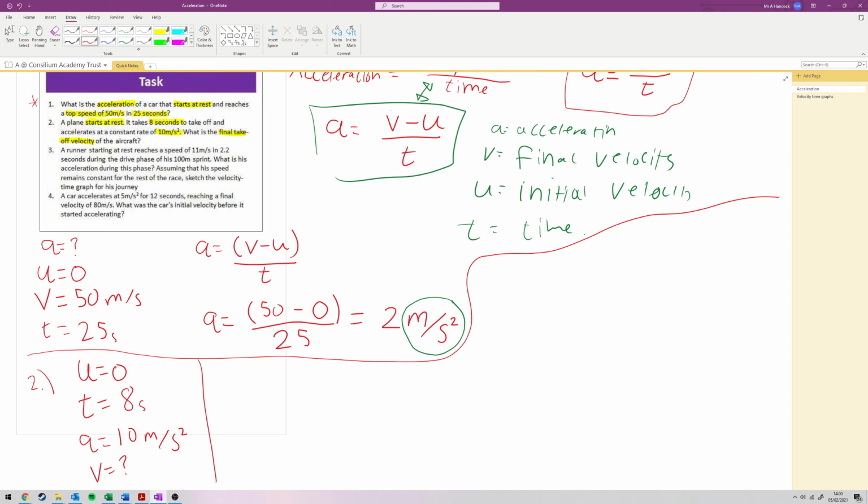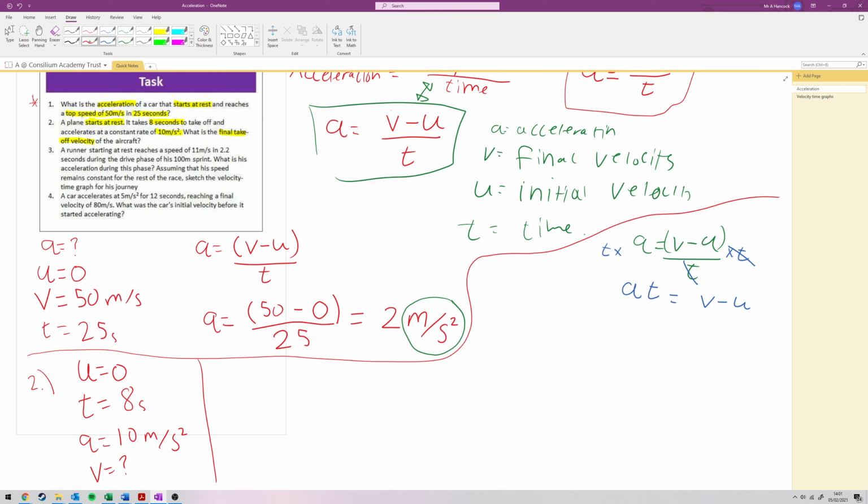Now, for rearranging, I'll do it over here. So we've got A equals V minus U in brackets over T. I need V equals in this case. I have to end up with V equals something. So I need to get rid of that T. So to both sides of this equation, I multiply by T. And what happens? T divided by T cancels out. So I'm left with A times T equals V minus U.